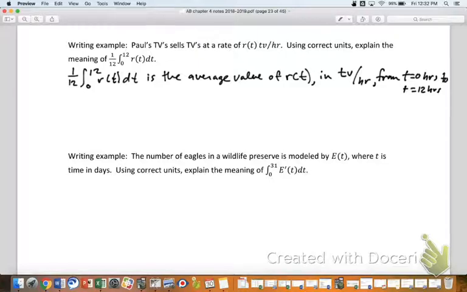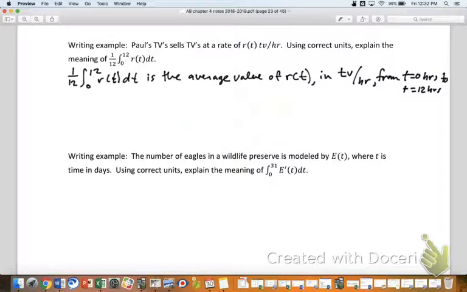Please keep in mind, I'll use a different color here. We looked at this formula over the course of a couple of different days. Hold on. Doesn't that right there give you the average value of whatever is in there? It does. Whatever that is, maybe what's in the red circle there, maybe it's an amount, that would give you an average amount. Whatever's in the red circle, maybe it's a rate, so this would give you the average rate. This formula, 1 over b minus a times the integral from a to b of whatever, will give you the average value of whatever the integrand is. Yes? So it's not the average number of TVs.